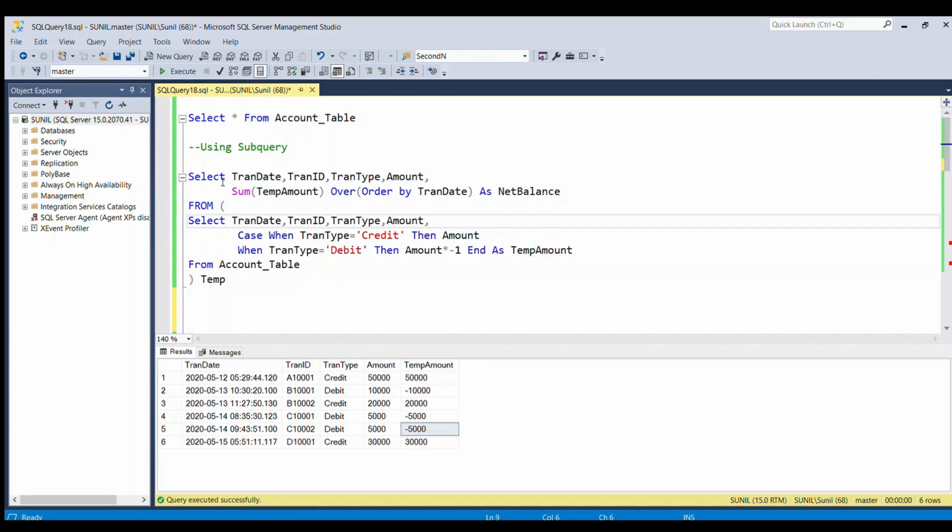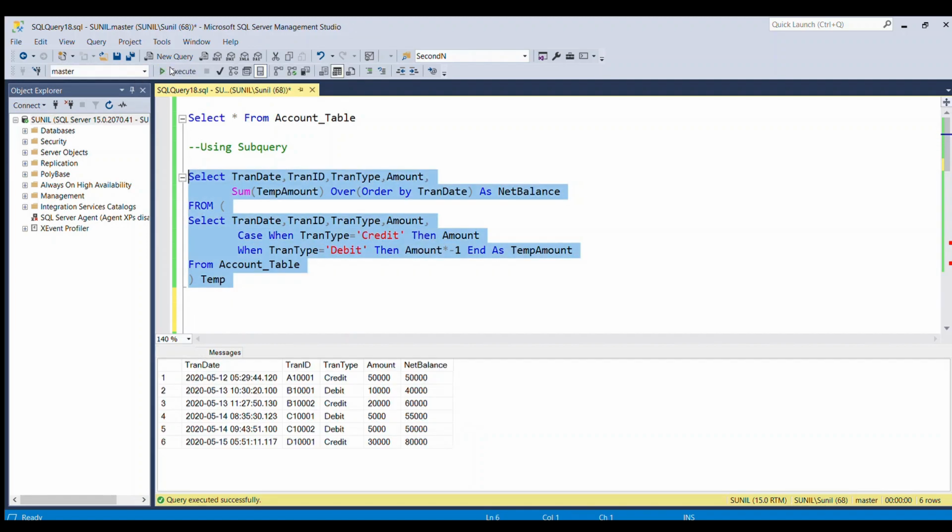So in the second step, I am selecting transaction date, transaction ID, transaction type, amount, and then I'm using the sum function over the temporary amount, which we have derived, over clause, and then I am specifying order by transaction date as net balance. So if I run this full piece of code, you can see we are able to get the net balance.